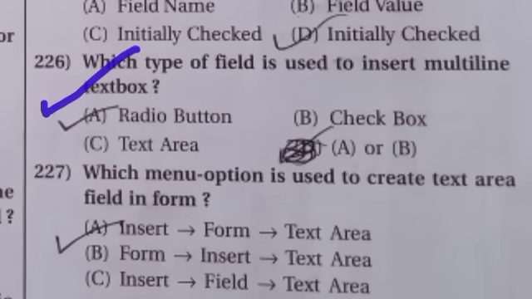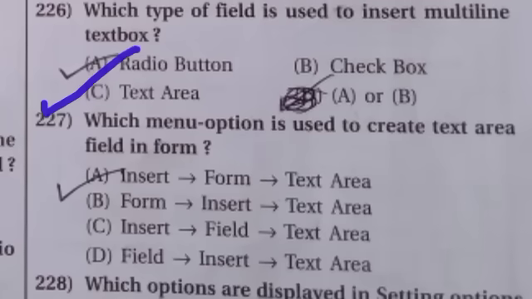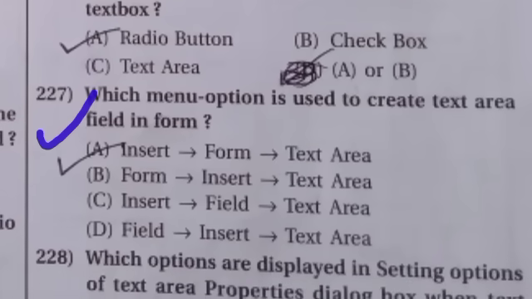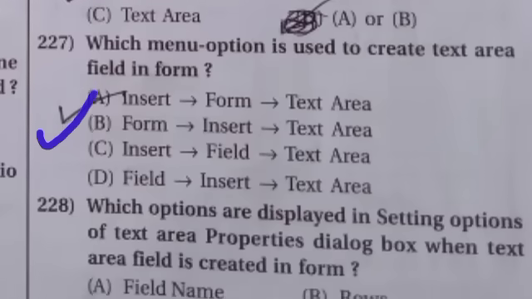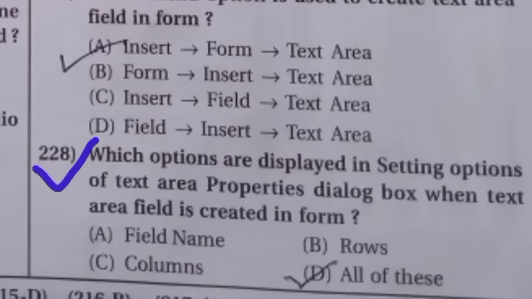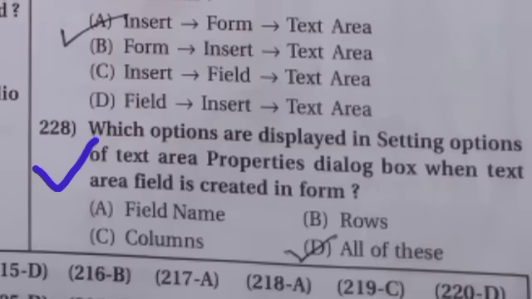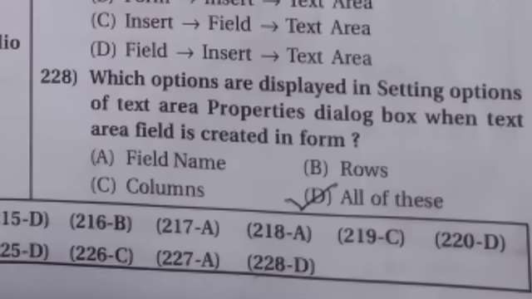Which type of field is used to insert multi-line text box? A, answer is radio button. Which menu option is used to create text area field in form? A, answer is insert form text area. Which options are displayed in setting option of text area properties dialog box when text area field is created in form?